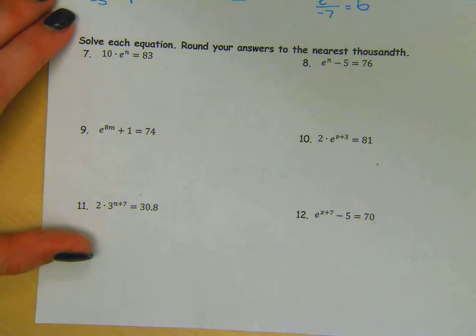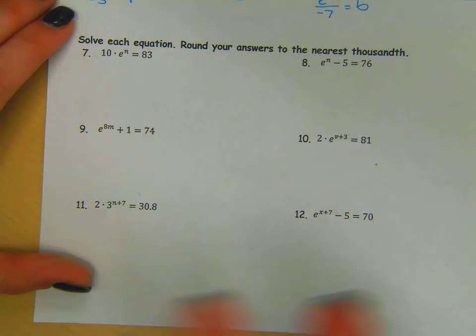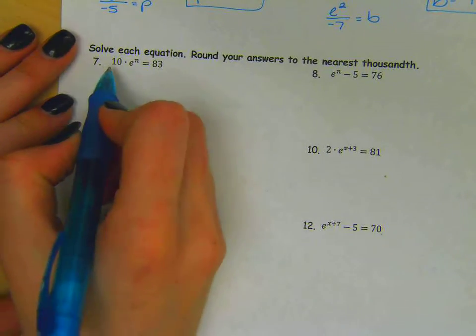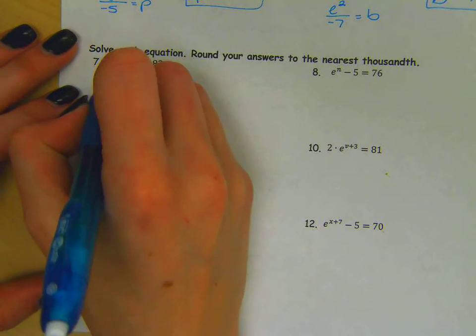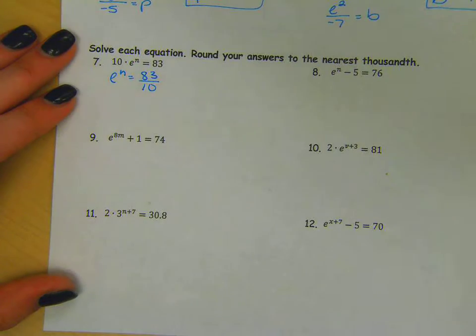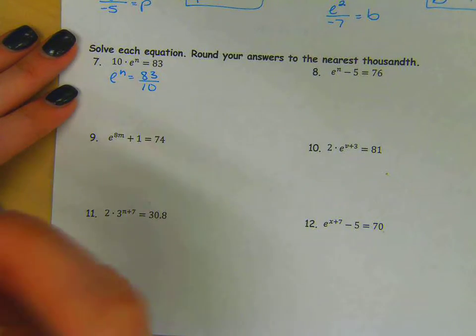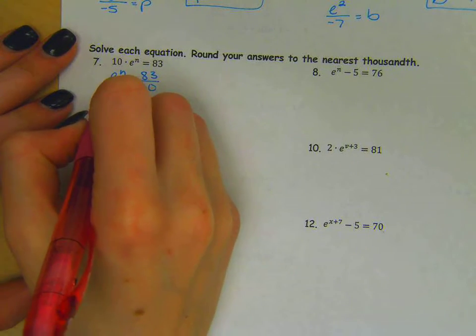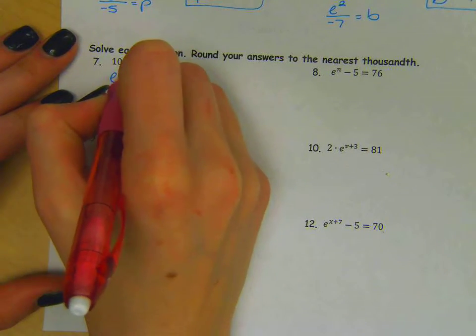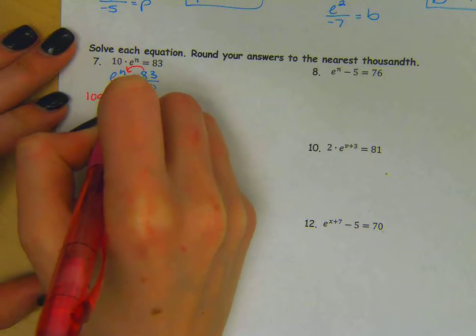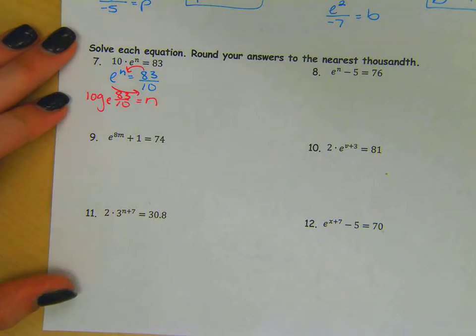Okay, so again, we want to get our exponential piece by itself, just like we were getting the logarithmic piece by itself. So I want e to the n to be alone. So to do that, we have to divide both sides by 10. So e to the n equals 83 divided by 10. I have to convert this now from exponential to logarithmic. So to go from exponential to logarithmic, we think, okay, from left to right and then back again. So log base e of 83 over 10 is going to equal n.